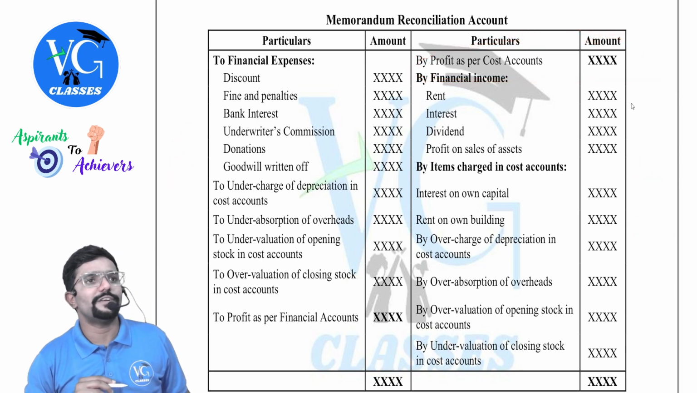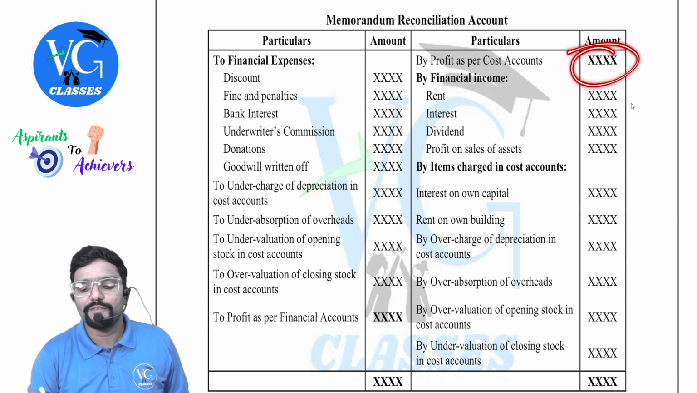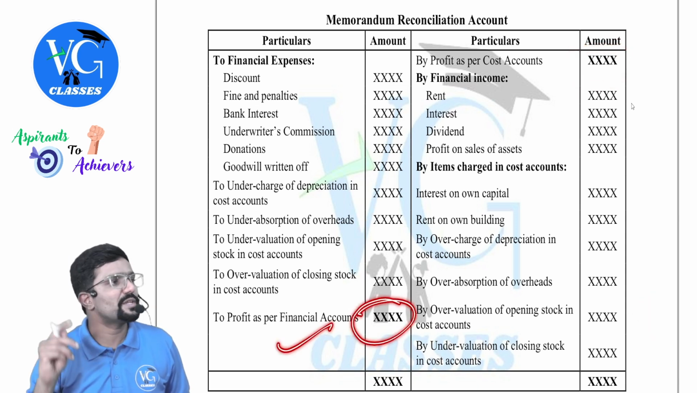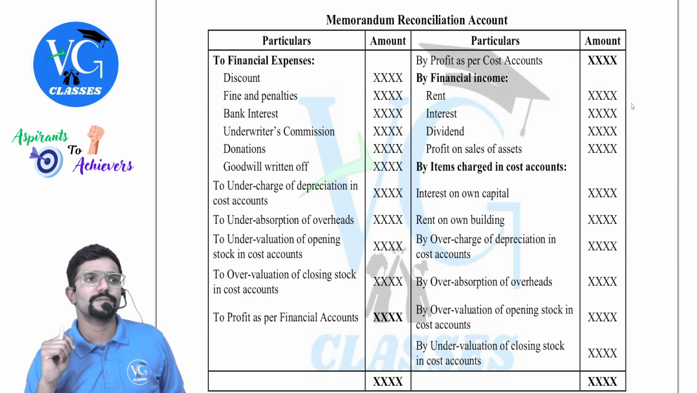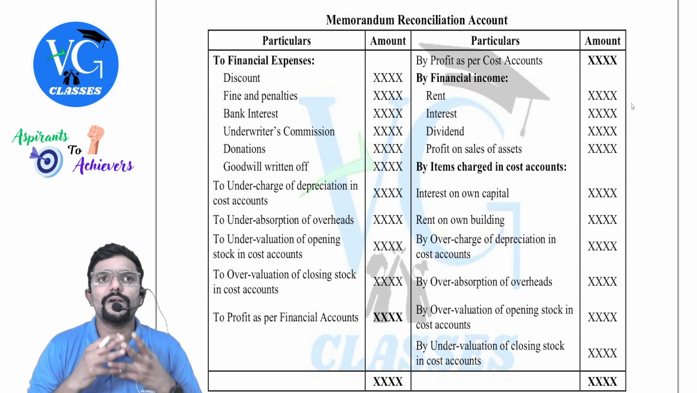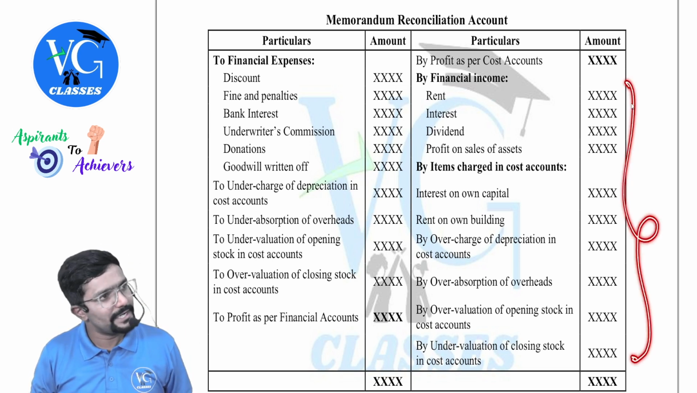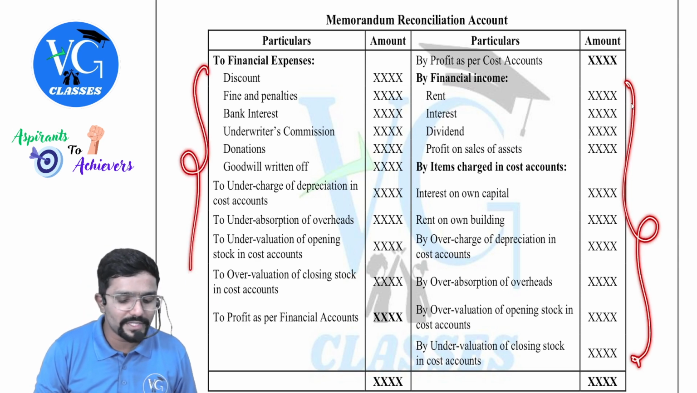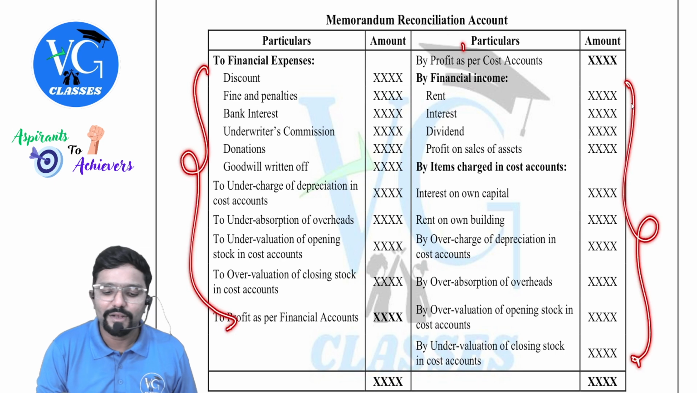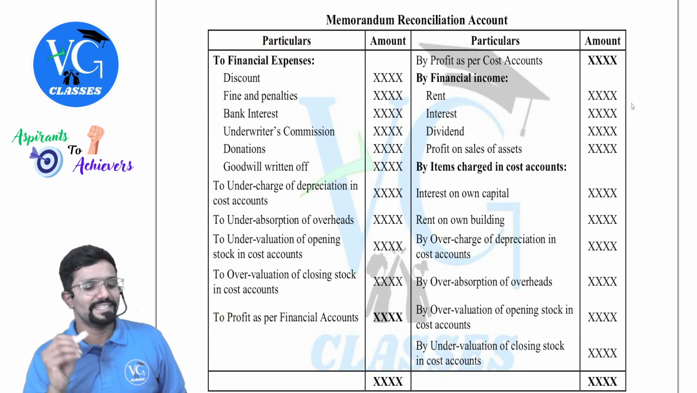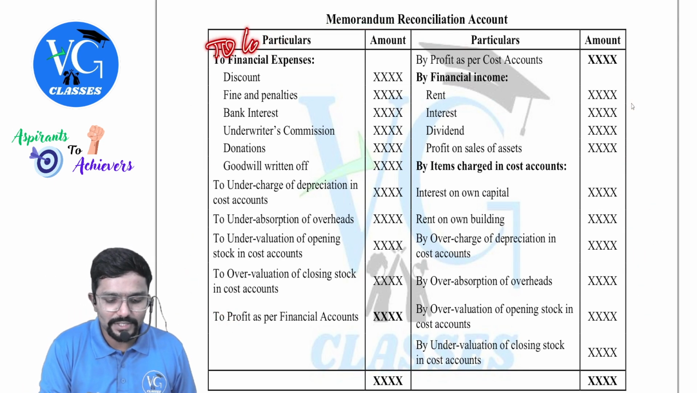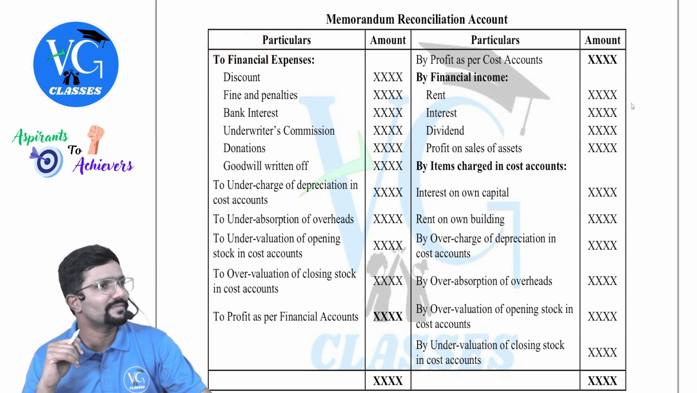At the end, you will get the profit. Normally, if you start with profit, the credit side would be more. Check the debit side balancing figure. That would be the profit as per the other. Clear? Now, sir, what if loss is the starting point? Simple. Whatever has to be on the credit side, let it be on the credit side. Whatever has to be on the debit side, let it be on the debit side. But loss will come here. The starting point will be loss, to loss as per so and so.